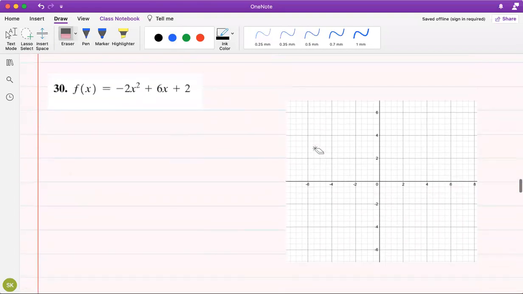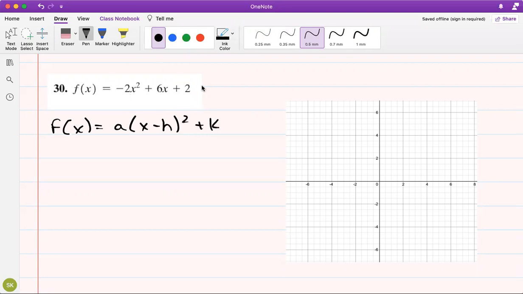Let's try using transformations again with this function here. We have f of x is negative 2x squared plus 6x plus 2. So to use transformations of functions, I want to get this into this form. Let's write out what I do know. I know that a is negative 2. I know b is 6 and c is 2 because this is ax squared plus bx plus c.